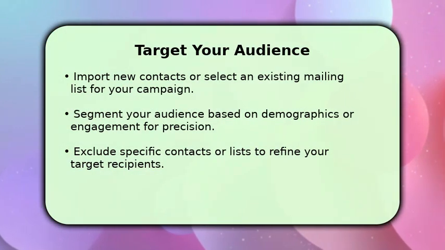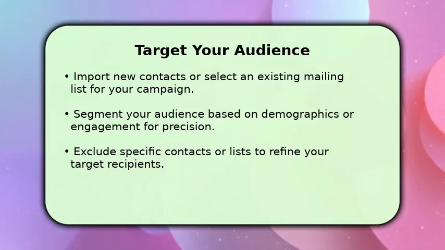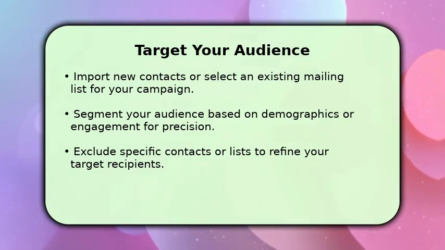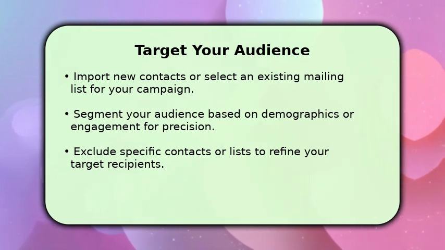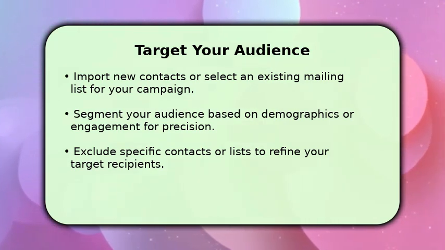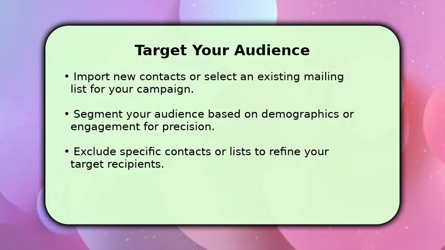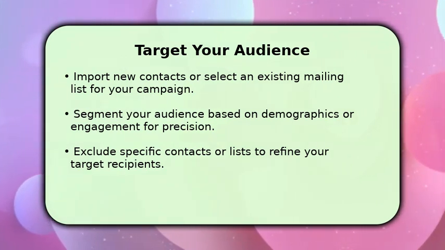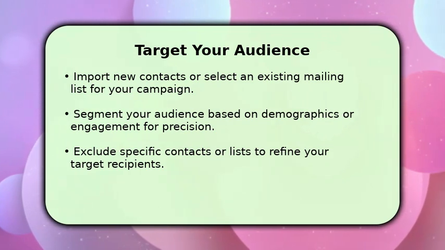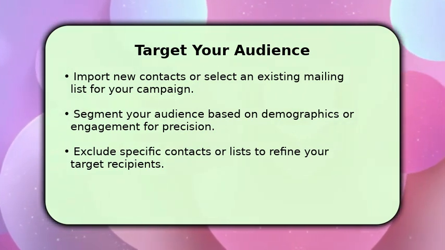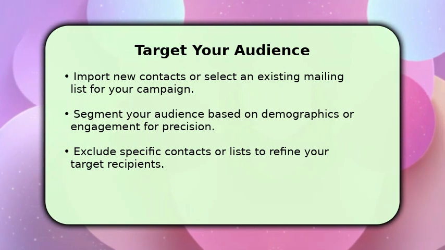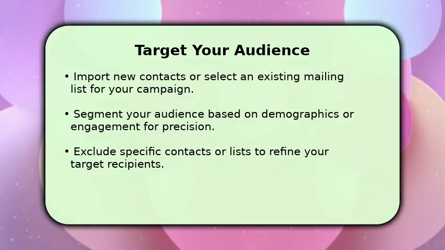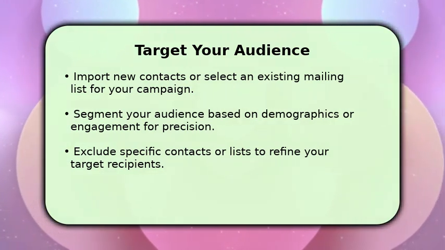Now, let's focus on your audience. You can easily import new contacts or choose from your existing mailing lists within Zoho Campaigns. For maximum impact, segment your audience into smaller, more targeted groups based on criteria like location or purchase history. This ensures your message reaches the right people, potentially increasing open rates by as much as 14%.